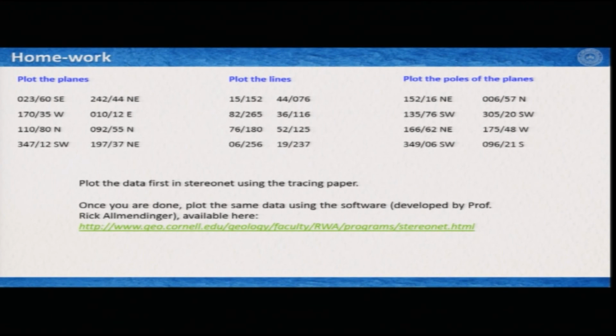I have given a series of data, 8 data for plotting the planes, 8 data for plotting the lines, and 8 data for plotting the poles of the planes. You do it manually the way I have advised you. Once you are done, to see if you have done it correctly, you can download a StereoNet software from this website. The link is given here, and you can check whether your manual plottings are correct by plotting them also with the software. If you have any questions, you can always write me back, or you can contact the teaching assistants.